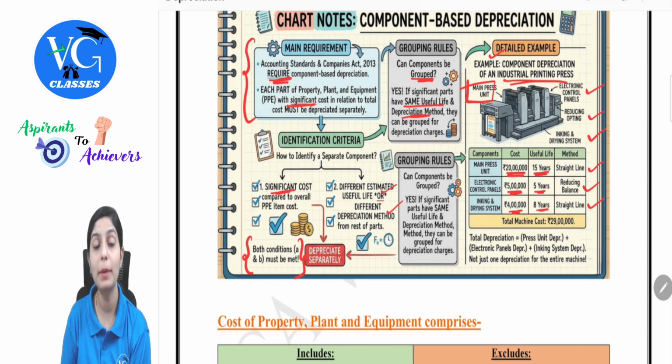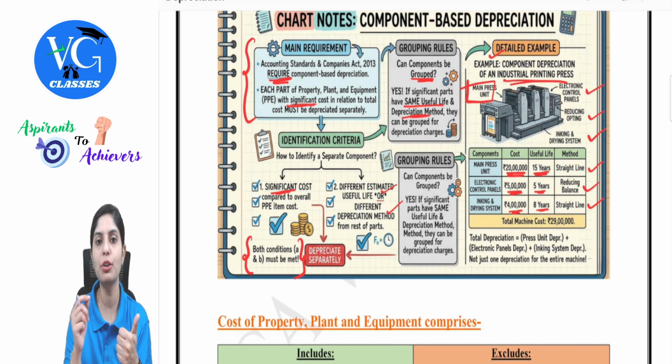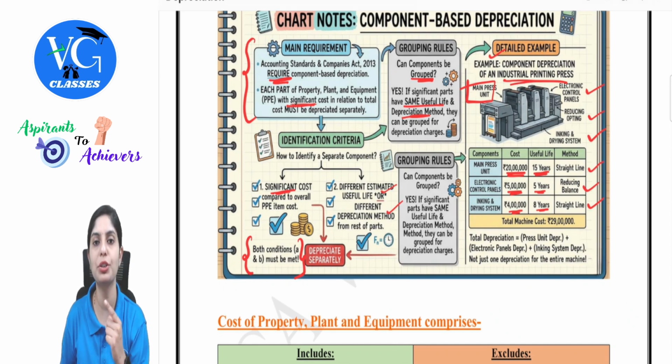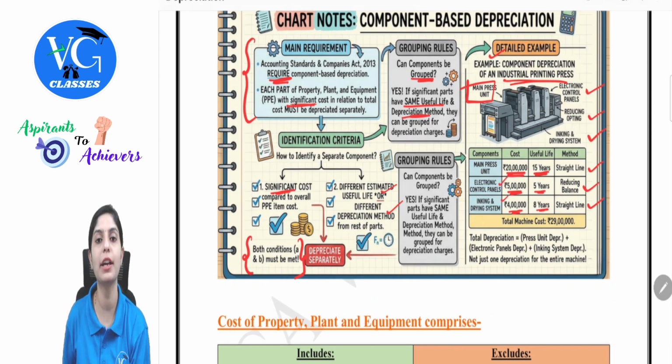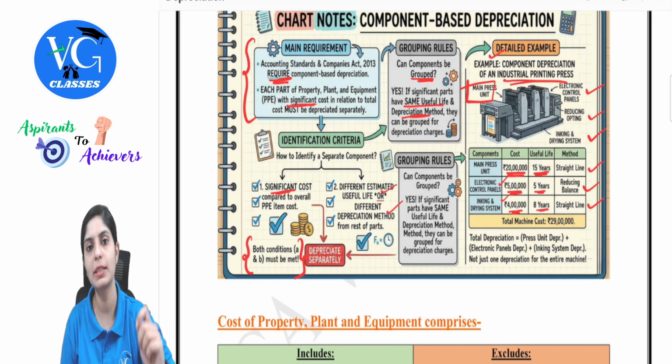Now if I have to apply the concept of component based depreciation, my first point is to check whether the cost given for the separate component is significant in relation to the total cost. If you observe, 5 lakh and 4 lakh are definitely significant to the total cost of 20 lakh. Along with that, is there a different estimated useful life for each component? Yes. And have they followed a different depreciation method? Yes. So based on this, I will apply component based depreciation. So this is with respect to charging depreciation on separate components.